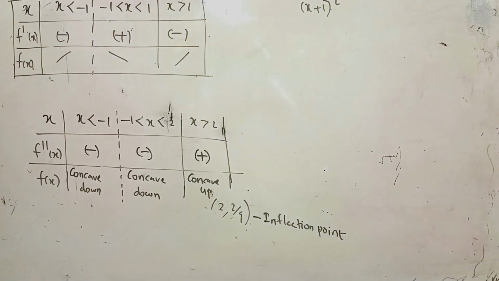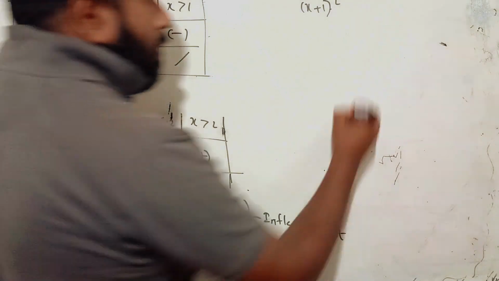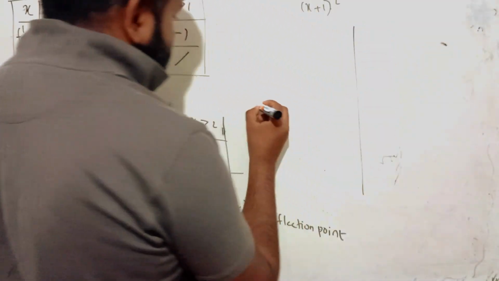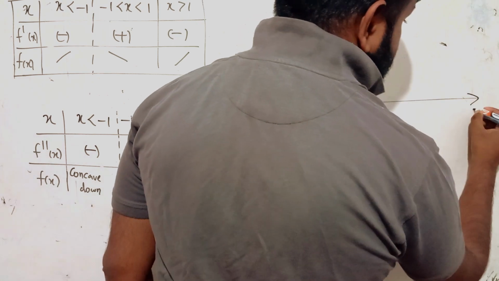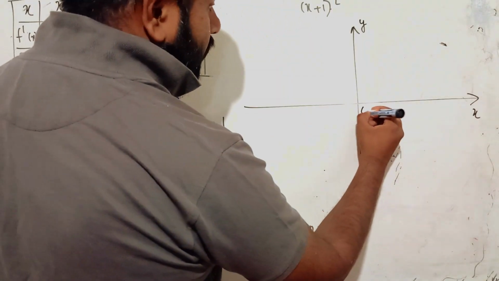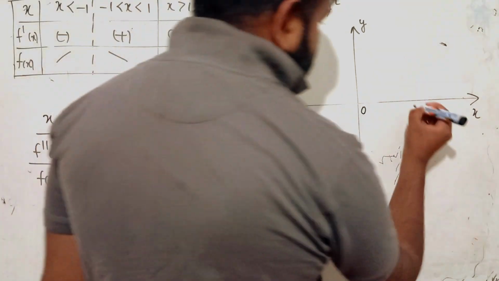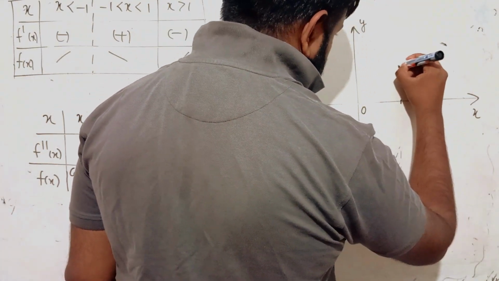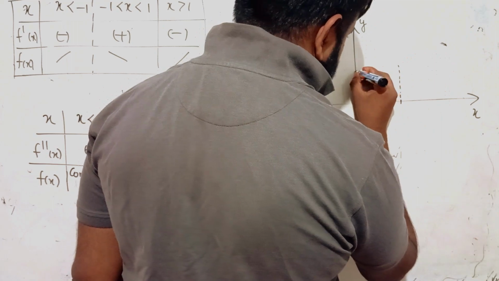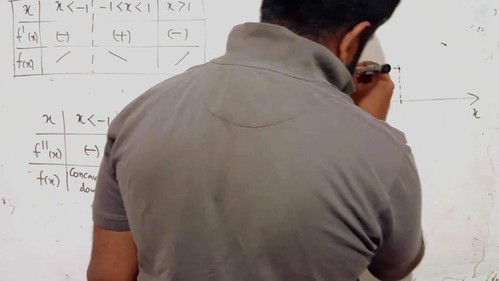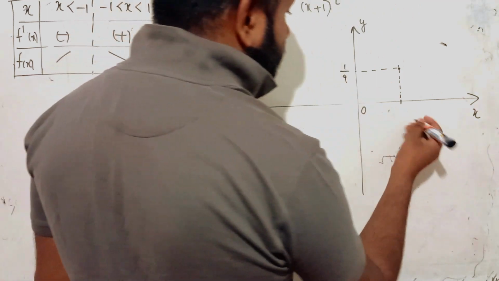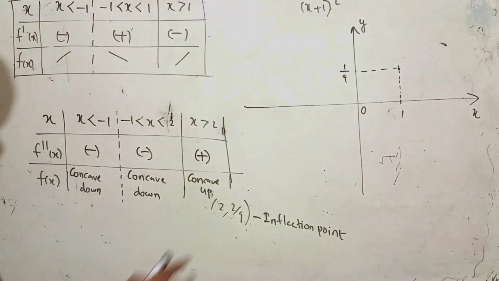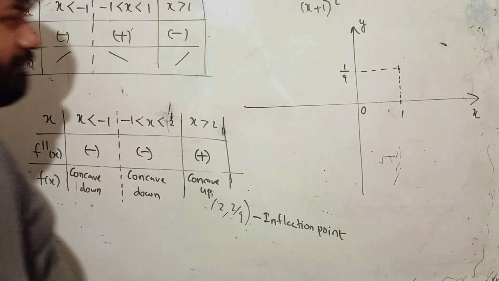Alright guys, now we have to draw the graph. We have to include all the information that we gained so far. This is the x-axis, this is the y-axis, and this is the origin. Here we have a turning point at 1, 1/4, and that turning point is the maximum point, we know that. And at the point 2, 2/9, this is an inflection point.